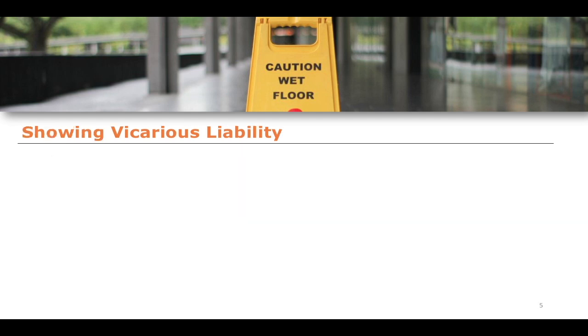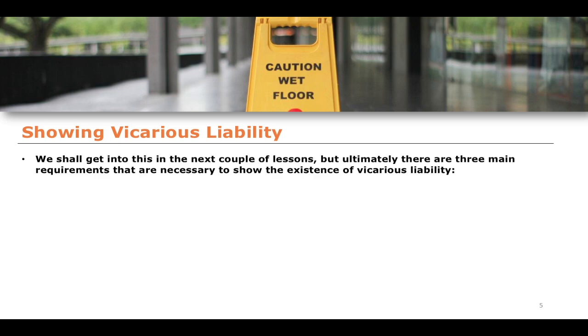So how does one show vicarious liability? Now that we have properly justified the existence of vicarious liability and given a couple of reasons why it should exist, or at least ought to exist in certain circumstances, how does one actually show that vicarious liability exists? Well, we shall get into this in more detail in the next few lessons, but of course we will talk a little bit about the main elements and the main requirements for vicarious liability here, just at this initial venture.